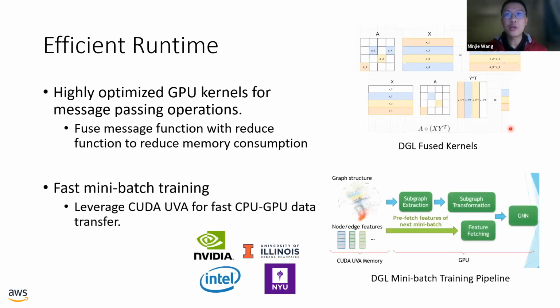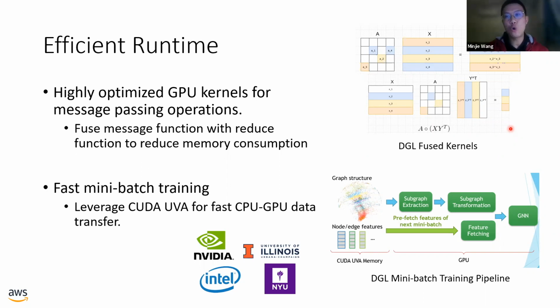And the other part we have been focusing a lot on recently is mini batch training. As the graph is very large, you typically cannot fit it in one GPU memory. So you need to have the mini batch framework. And also the mini batch framework actually incurs a lot of IO, fetching feature data, for example, from CPU to GPU. And this calls for more efficient IO-friendly infrastructure, for which we leverage CUDA UVA.